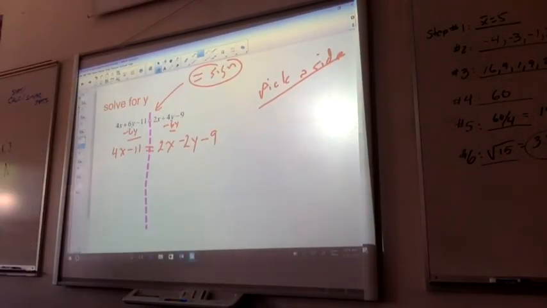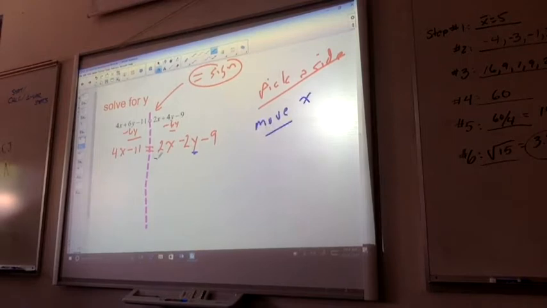All right, so I want y by itself. So I want this by itself. So what are some things I can do? What would be the next thing I could do? Yeah. Minus 2x. Subtract 2x. Move the x, okay? So this is going to cancel. So on this side, I have 2x because 4x minus 2x minus 11 is equal to, these x's are gone, right? So then I get minus 2y minus 9. Okay, it's starting to clean up a little bit more.